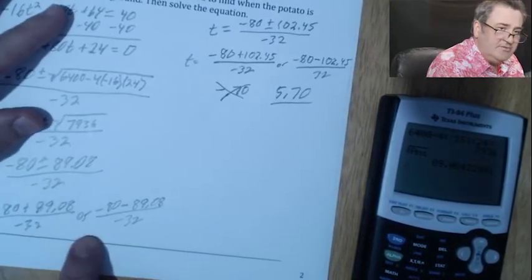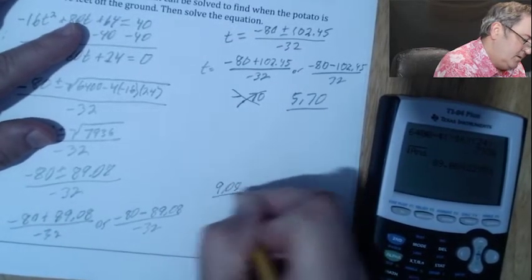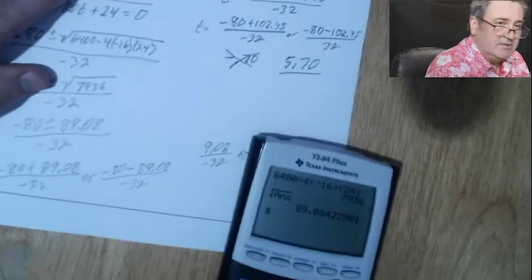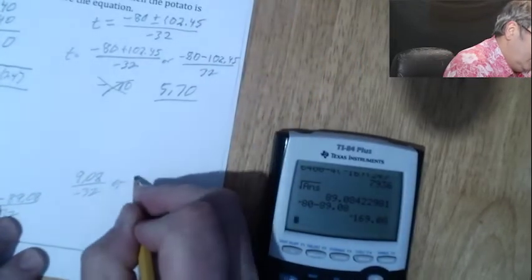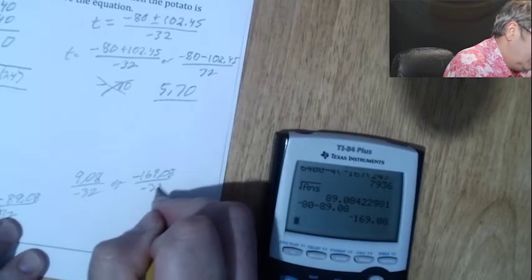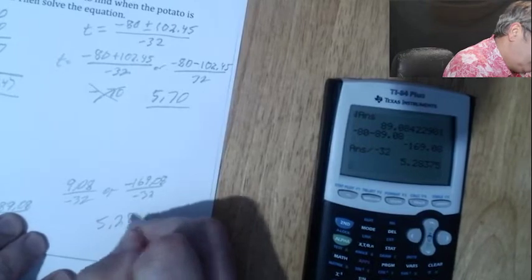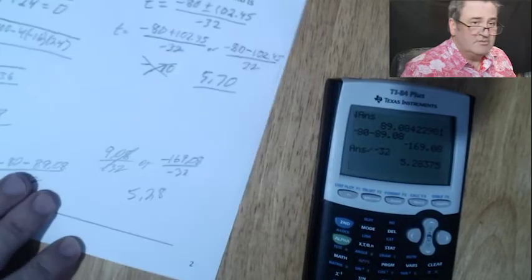So we can simplify those. Negative 80 plus 89.08 is just 9.08 divided by negative 32. Or the other one, let's do that. Negative 80 minus 89.08. It's negative 169.08 divided by negative 32. So let's go ahead and divide that since we got that in our calculator. Divided by negative 32. So that is 5.28. And this is going to be a positive divided by a negative. That's going to be a negative answer. So we don't want that one.